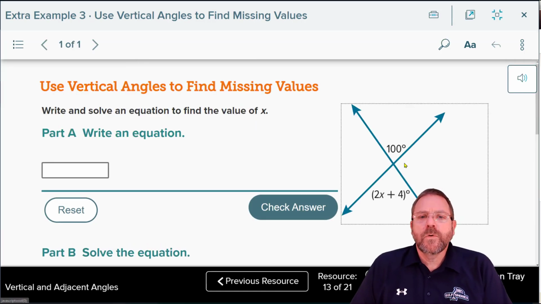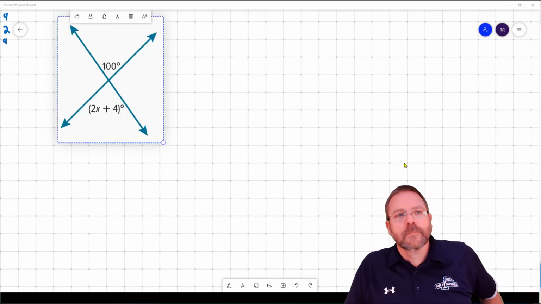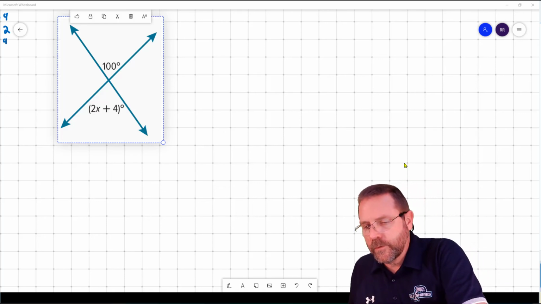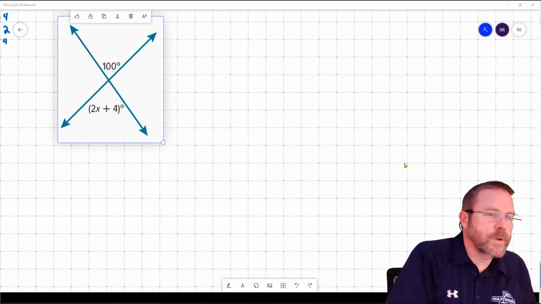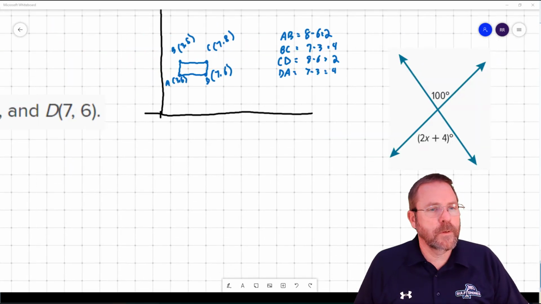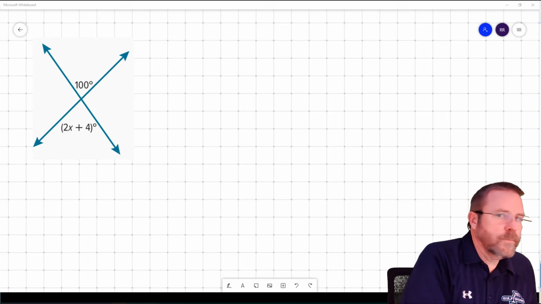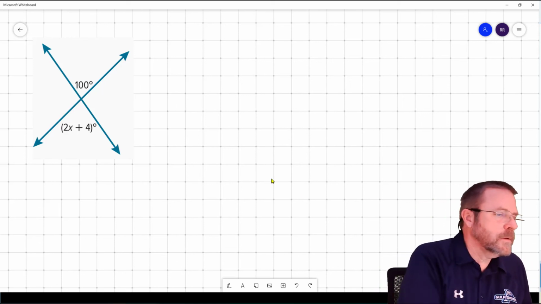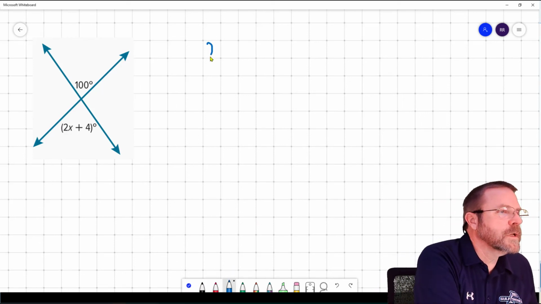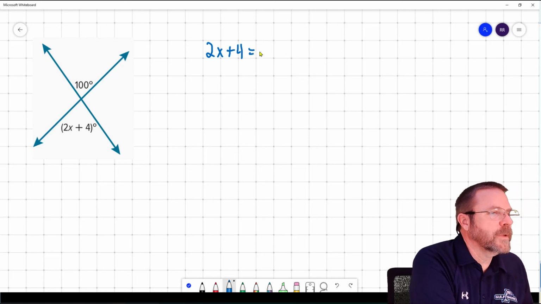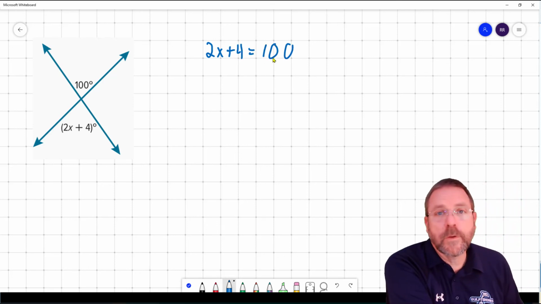And now it's going to be your turn. Take a minute and pause this video and work on this problem on your own. Alright, so looking at my problem, I've got two vertical angles that are identified here, and we just need to find the sum of them. So from there, we're going to set it up as, on one side, the sum of 2x and 4, and that's going to be equal to 100 on the other side.